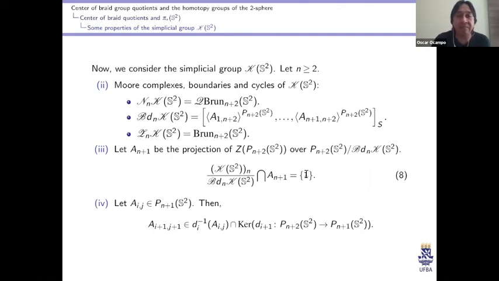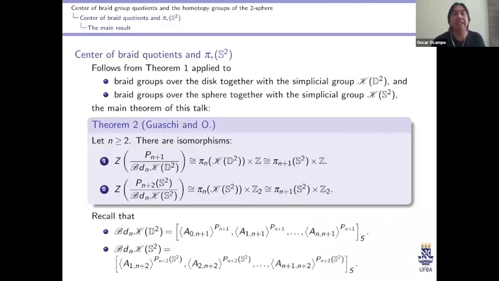It's, from the technical point of view, more or less the same as we saw for the case of the disk. So let me establish the main result again. Applying theorem 1 to the braid groups over the disk and to the braid groups over the sphere, using these simplicial groups, K of D2 for the disk or K of S2 for the sphere, using the notation of the elements as I stated before.